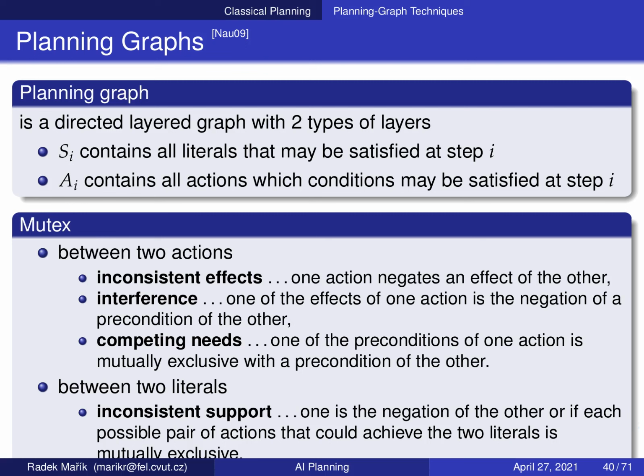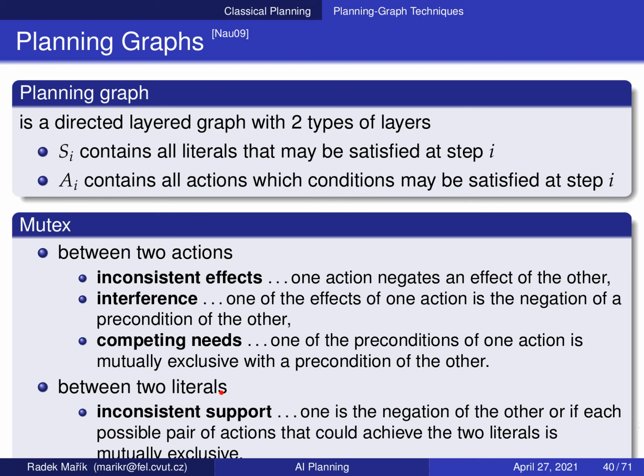A mutex is between two actions if those actions have inconsistent effects, so one action negates the effect of the other, so they go against each other. They interfere, that means the effect of one action is the negation of the precondition of the other, or they have competing needs. That means one of the preconditions of one action is mutually exclusive with the preconditions of the other one. That is at the level of actions.